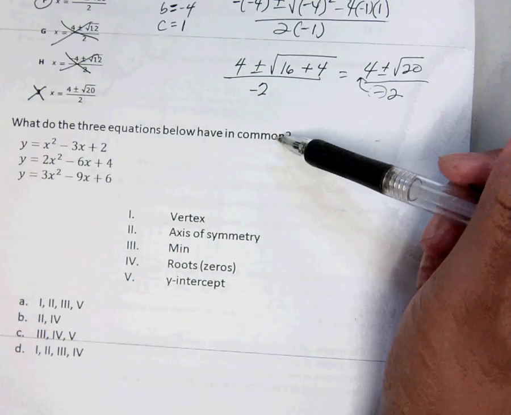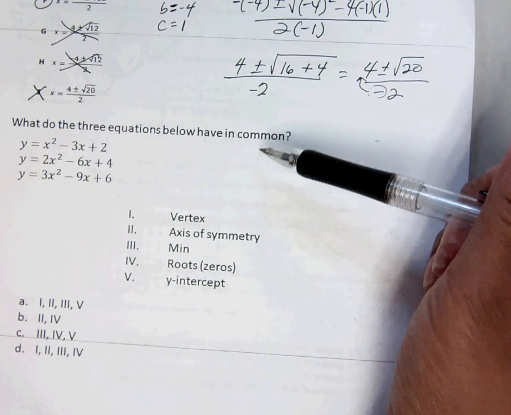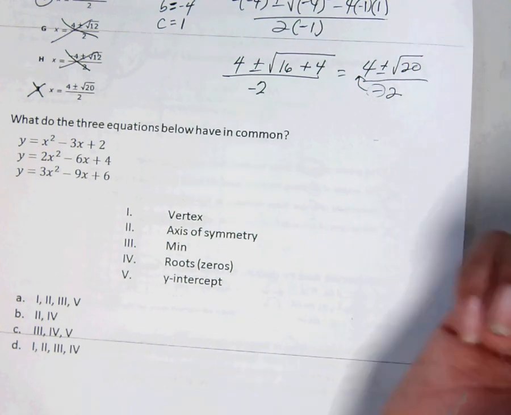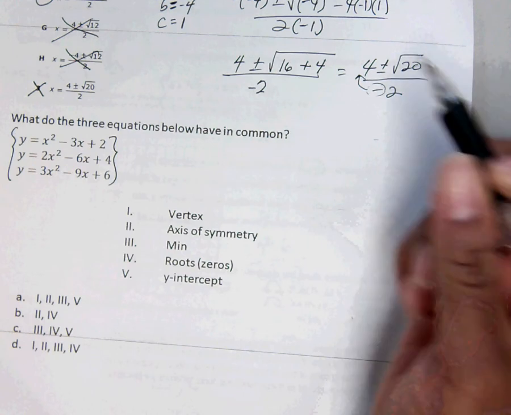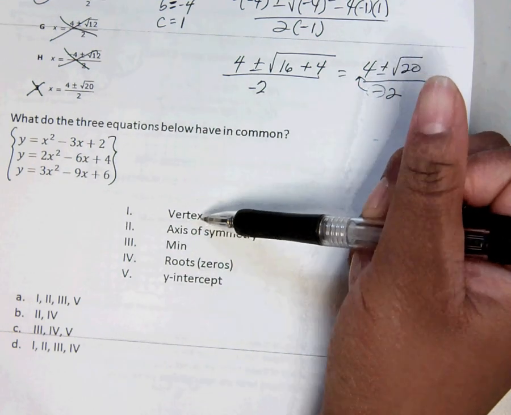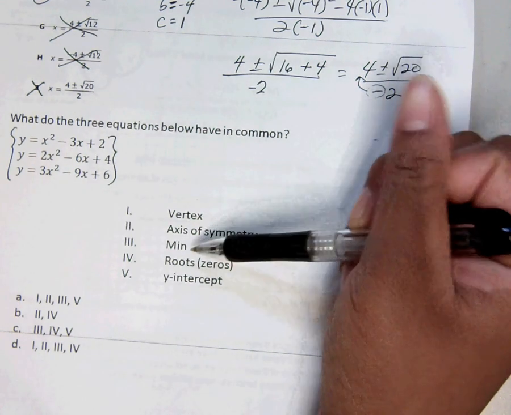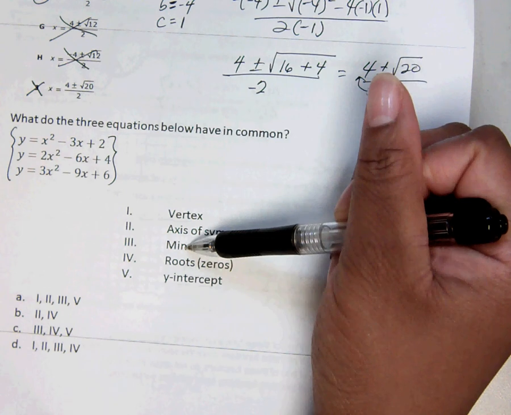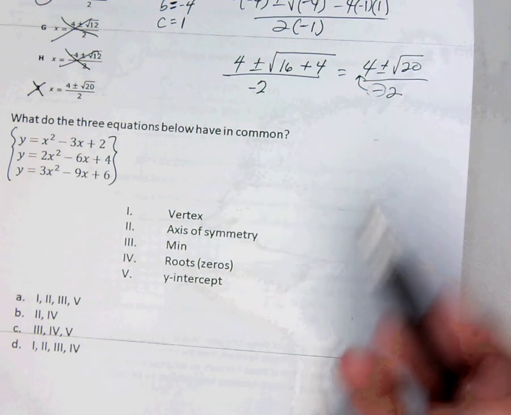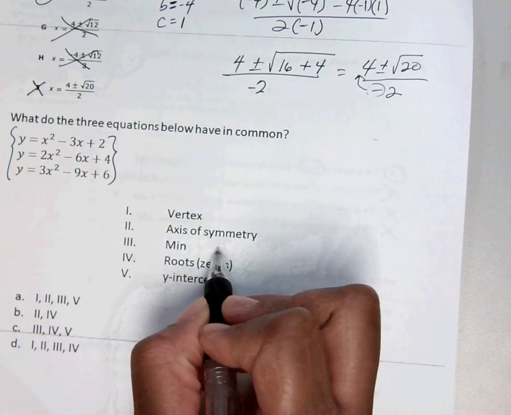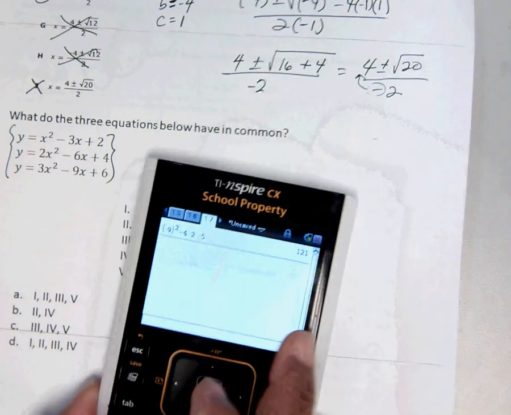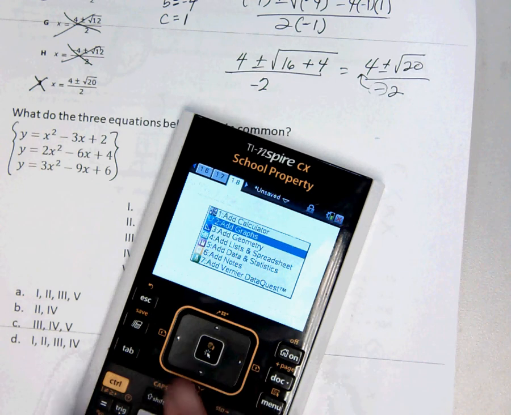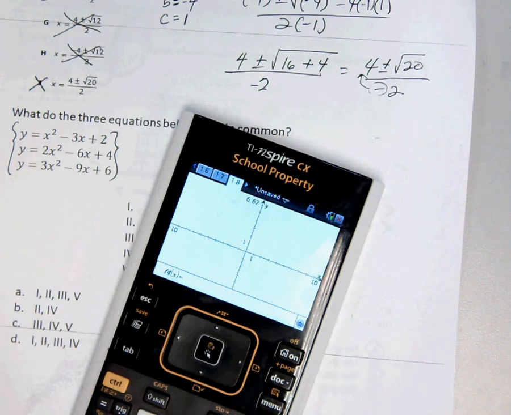Okay, what do the three equations below have in common? I would type all three of these in the calculator and look to see if they have the same vertex, if they have the same axis of symmetry, minimum, and I should have been more clear as to if that's a minimum value or minimum point, roots and zeros, and y-intercepts. So let's go look and see what happens, because I know this problem we did not do in class.